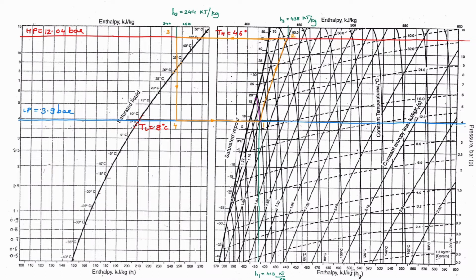Now 3 to 4 is an isenthalpic process and the x-axis is enthalpy. So we just have to draw a vertical from 3 to the low pressure value, which is point 4. So this will be point number 4. In this way, we have completed the pH chart. So we have shown point 1, point 2, point 3 and point 4 on the pH diagram.